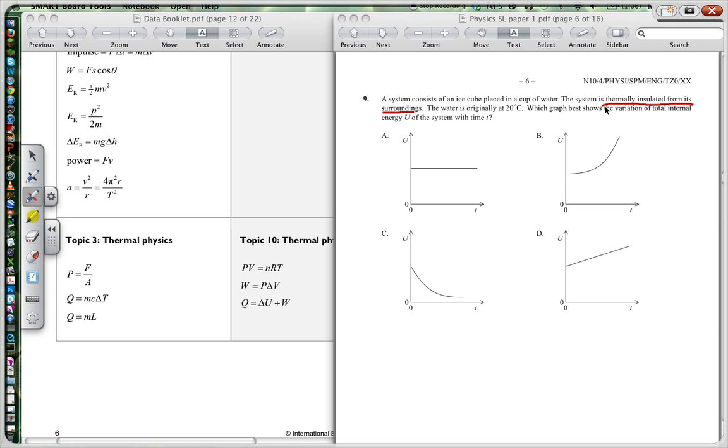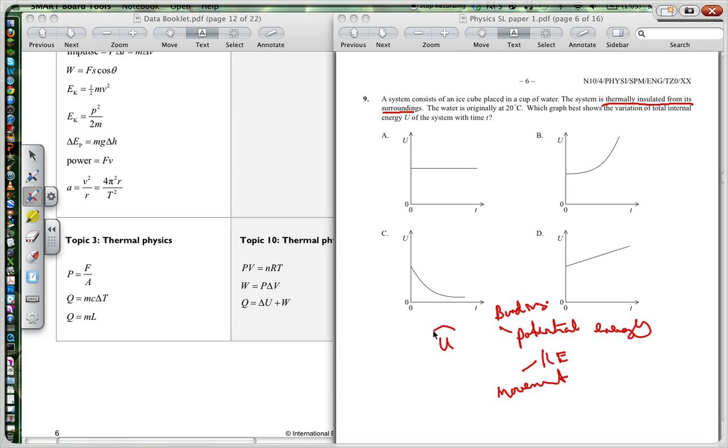Now, because it says that the system is thermally insulated from its surroundings, the total internal energy, U, is actually made up of two things. It's made up of the potential energy of the particles and the kinetic energy, the KE. The potential energy comes from the bonding, the strength of the bonding, and the kinetic energy comes from the movement of the particles.